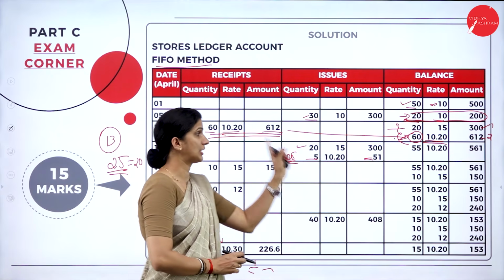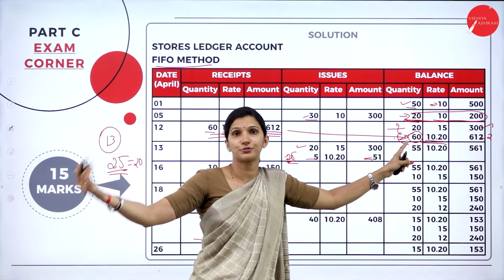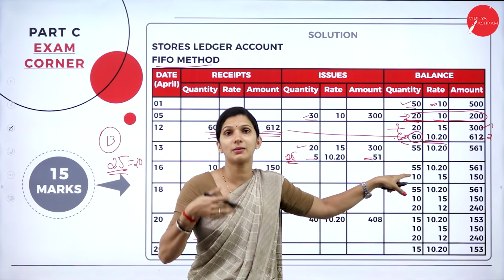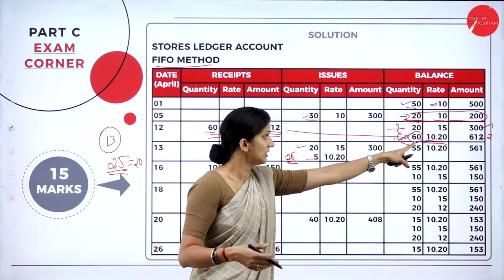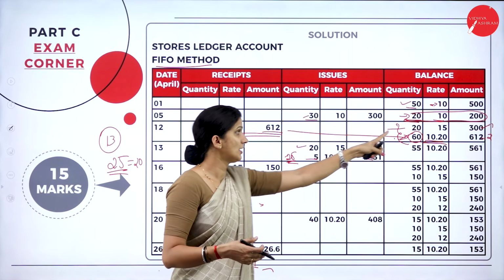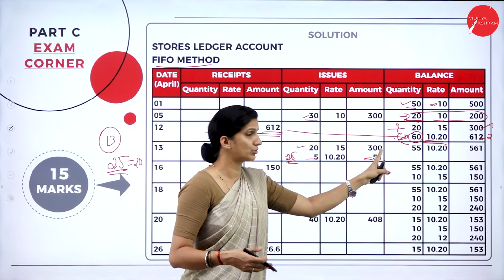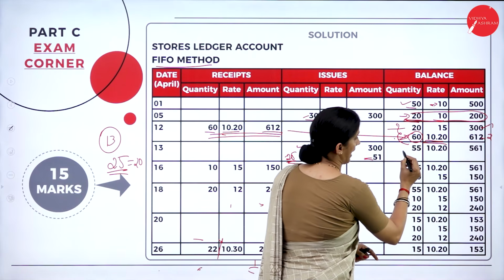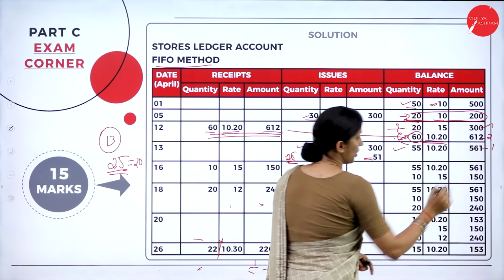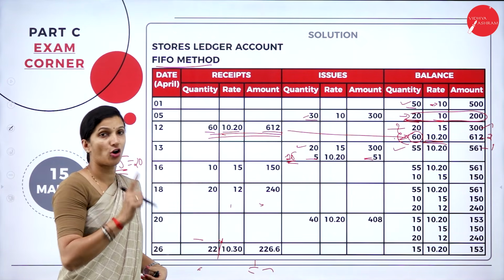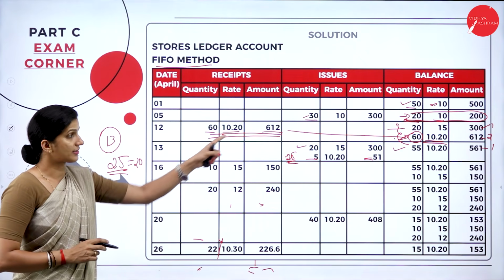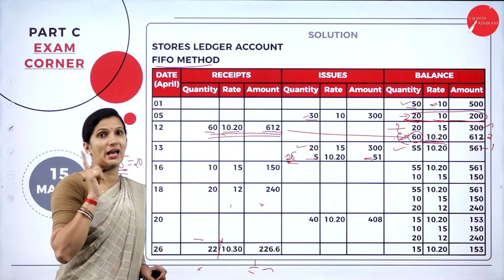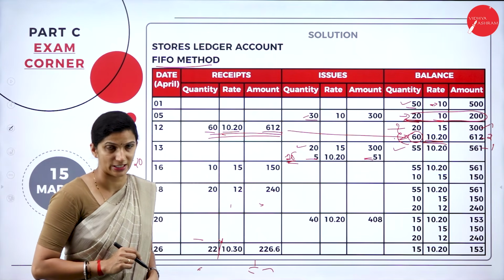Again, on 13th, what is the remaining balance after the issue? After 25 units are issued, what is the remaining balance? So here 60 minus 5. Here 20 entire units are used, and 60 minus 5 remaining that we have is 55 units, one lot that we have on 13th. So that is the remaining balance. Only we have one lot, and in that lot we have 55 units of material.